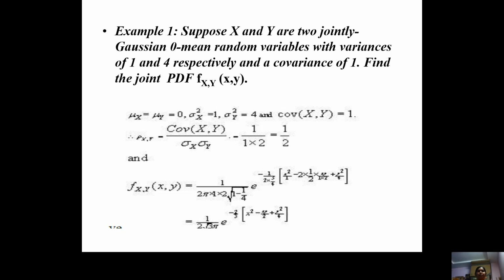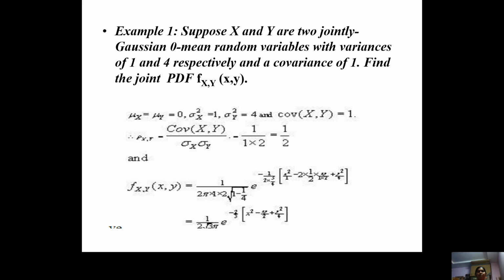So how do we find the PDF value now? First, let us find the correlation coefficient, because to find the probability density function we need the rho value also. So rho xy is nothing but the ratio of covariance of x, y and the product of sigma x and sigma y. So covariance of xy is 1, divided by sigma x, which is 1, times sigma y, the square root of 4, which is 2. So we have got 1 by 2.